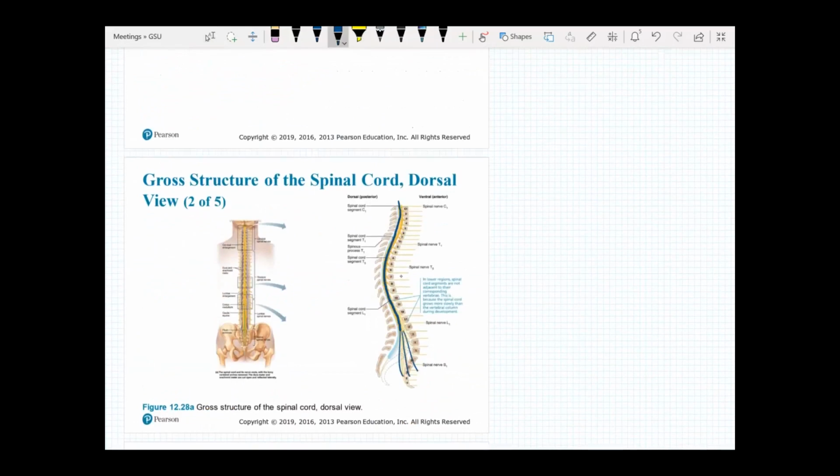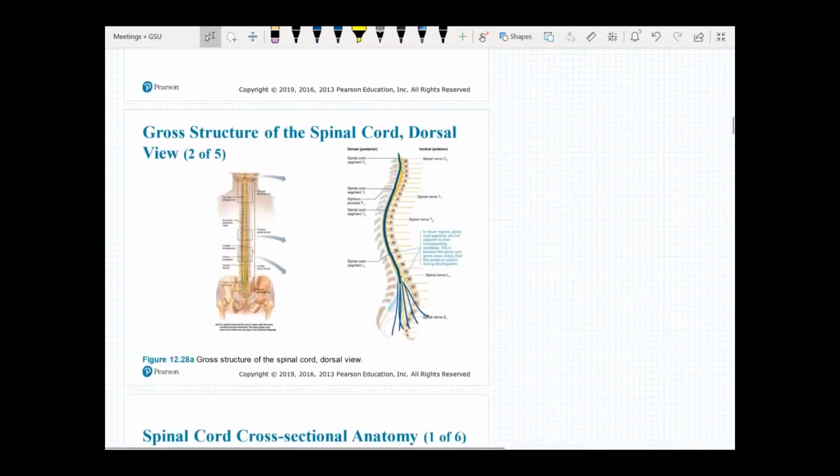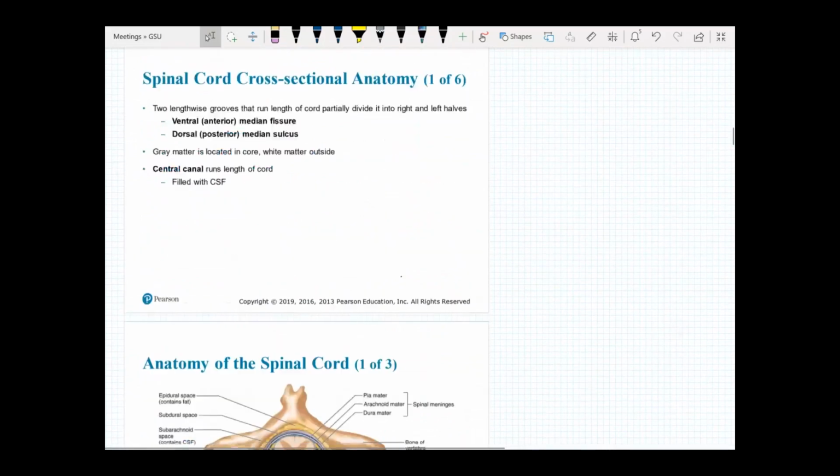It ends in this ponytail-like manner. That's the cauda equina. So you can see how this is oriented. So inside your spinal cord, doing a cross-section, there are going to be two very easy landmarks to see what is going on.